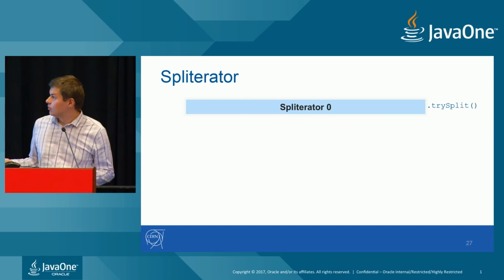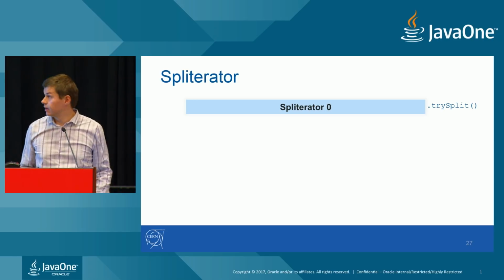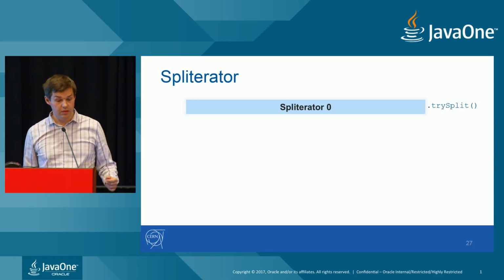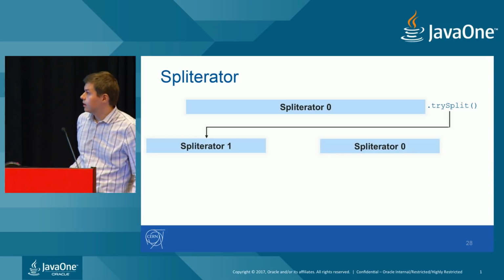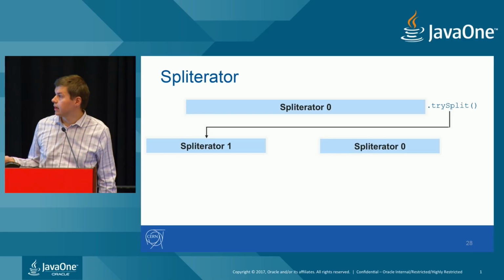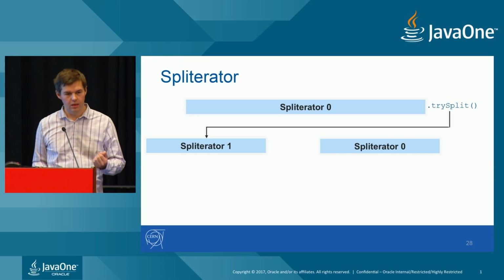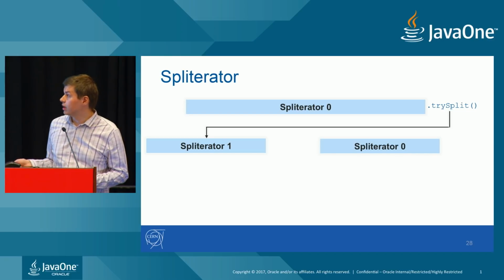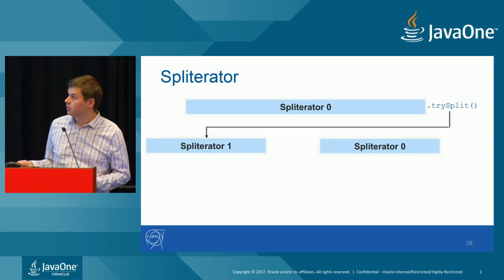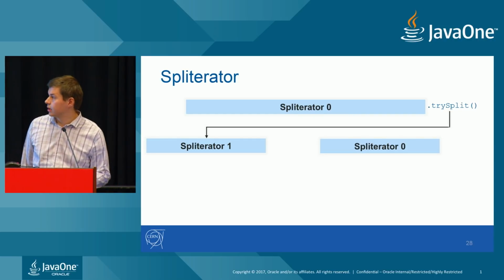So we have our Spliterator, again a huge array of numbers. When we invoke try split on it, it does two things. First, it returns a new Spliterator. If the numbers are from 1 to 100, it will return one from 1 to 50. But at the same time, it's changing the coverage of this Spliterator. So this would be from 1 to 50, and this would be from 51 to 100. This is actually the whole trick it does.